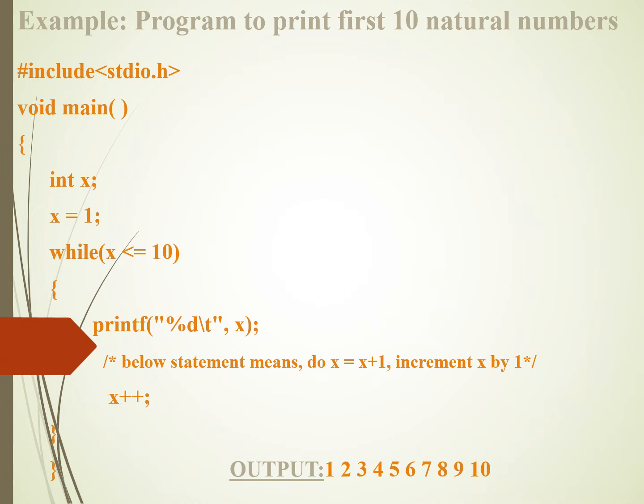The numbers printed are 1, 2, 3, 4, 5, 6, 7, 8, 9, 10. When x becomes 11, the condition becomes false and the loop stops. This example shows how the while loop repeats a task until the given condition becomes false.